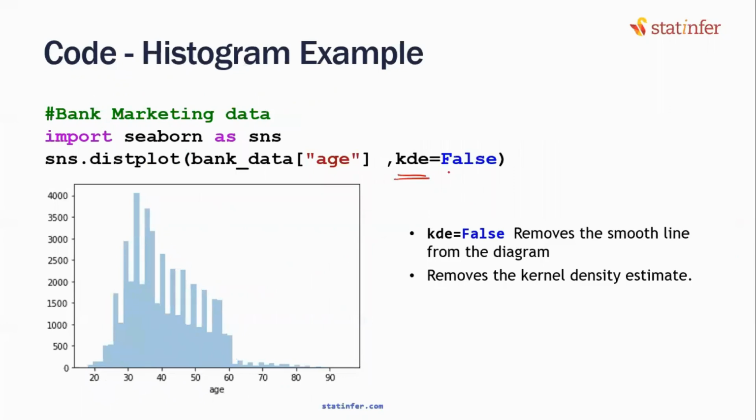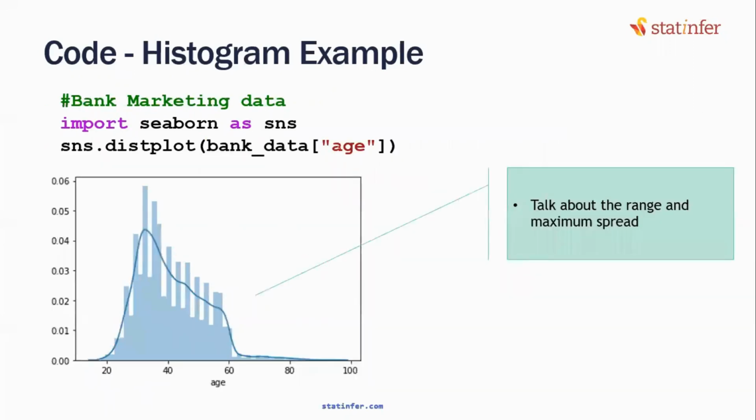If we say KD equal to false, then that particular continuous smoothing curve will go away. Otherwise, by default, the smoothing curve will also show. Remember, this is not a different graph. It is the same histogram. They are trying to show the cumulative distribution, the count, or the smoothing curve for the same frequency graph.